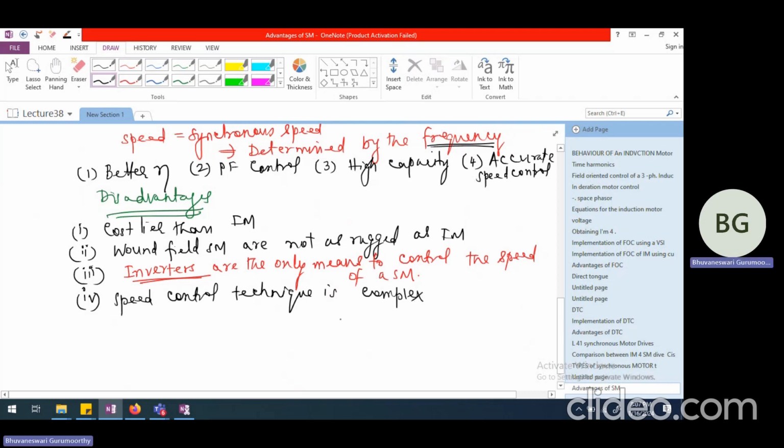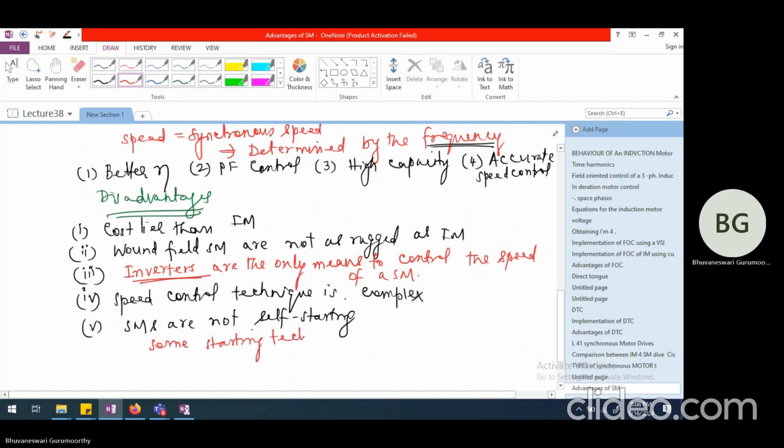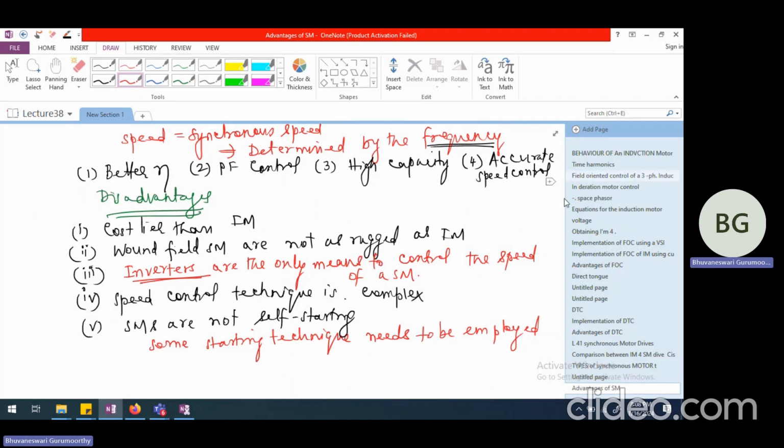And in an induction motor, once you give a three-phase supply, it is going to start immediately. You don't have to have a starting mechanism. Whereas synchronous motors are not self-starting. You necessarily need to give some kind of jump start. So some starting technique needs to be employed. So these are the disadvantages of synchronous machines.